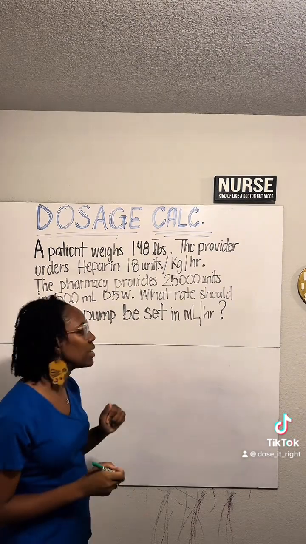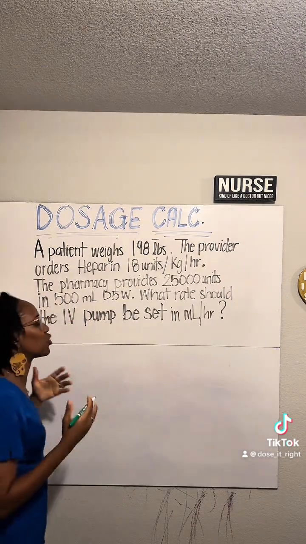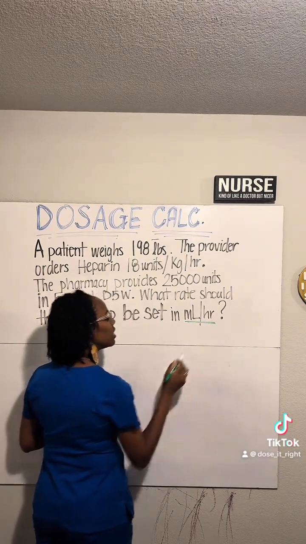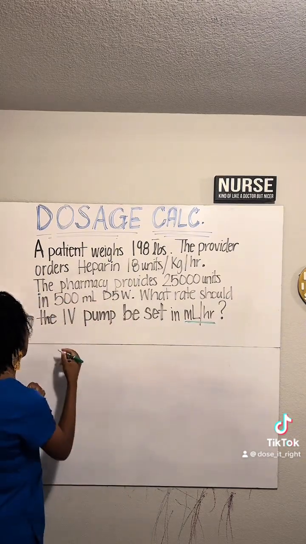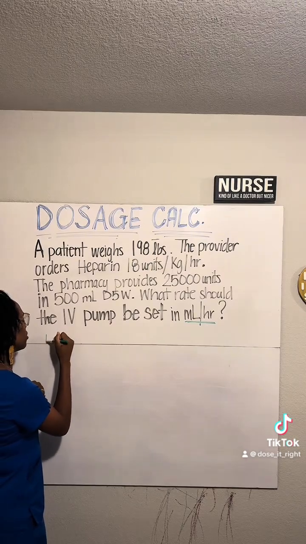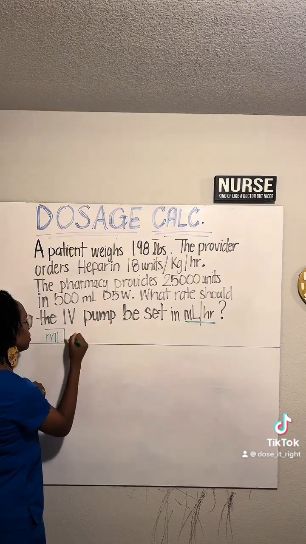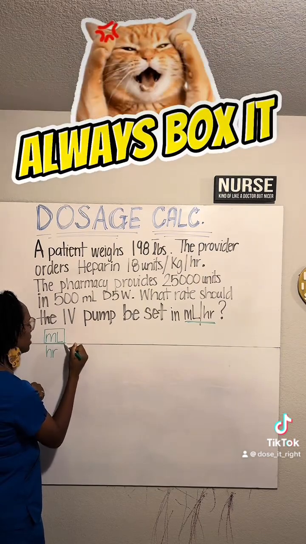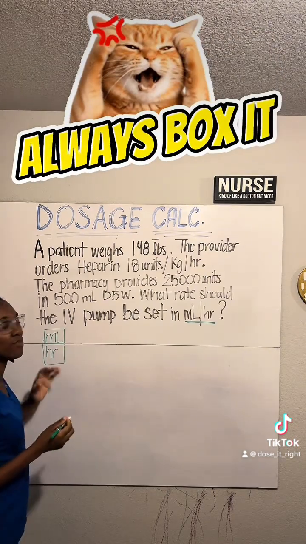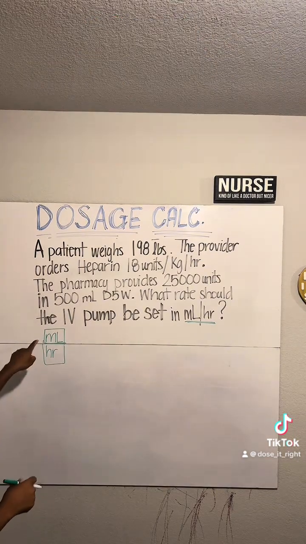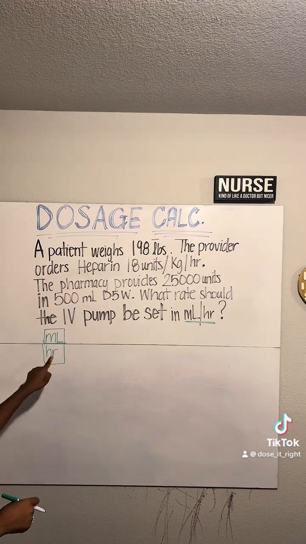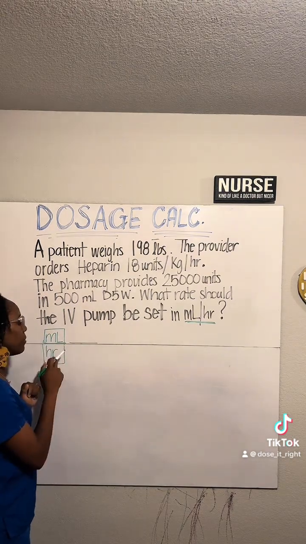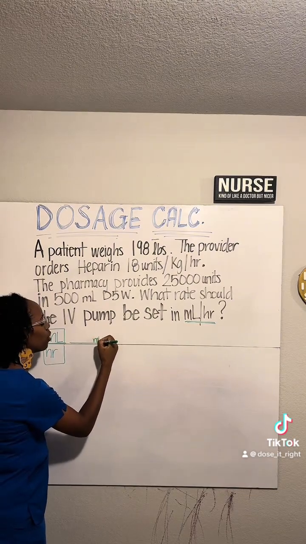So the first thing we need to identify is, what is this question even asking? It wants to know how fast we're going to give it when we put it in the pump, in mLs per hour. So I'm simply going to write mLs over hours. And I always box it because I want to know that at the very end of this problem, I should be left with mLs on top and hours on the bottom, all right? So in this problem, because we're looking for mLs over hour, mLs have to go on top.